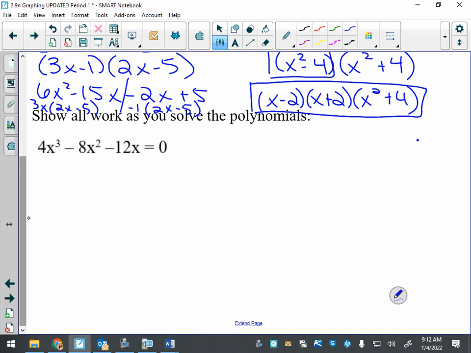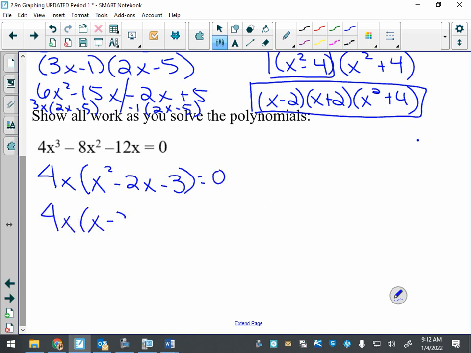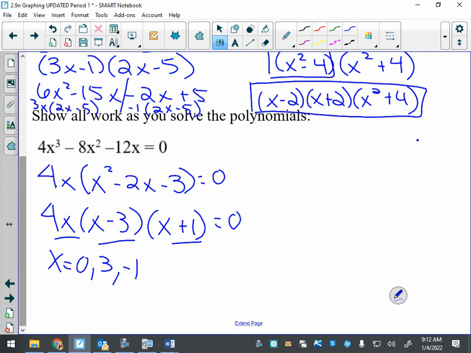What's the greatest common factor? Yep. David? 4x. And you're left with x squared minus 2x minus 3. Then we have 4x, x minus 3, and x plus 1. Everywhere you see an x, you set equal to 0. So we have x equals 0, 3, and negative 1. That also confirms, because what is our degree? 3. So therefore, how many solutions should we have? 3.